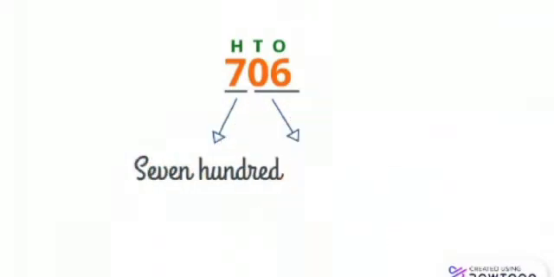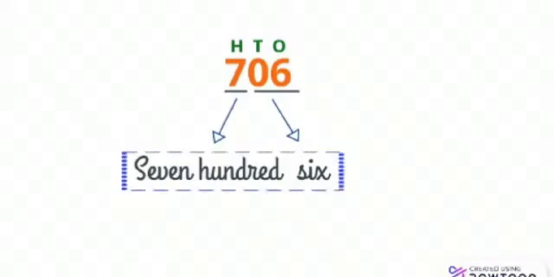Let's take another example, 706. Again, we will divide this number into two parts. Here, in the first part, we have number 7, which is on hundreds place. So, we will write 700. In the second part, we will write tens and ones place together. Here we have 06. So we will write 6. The number name obtained at last is 706.